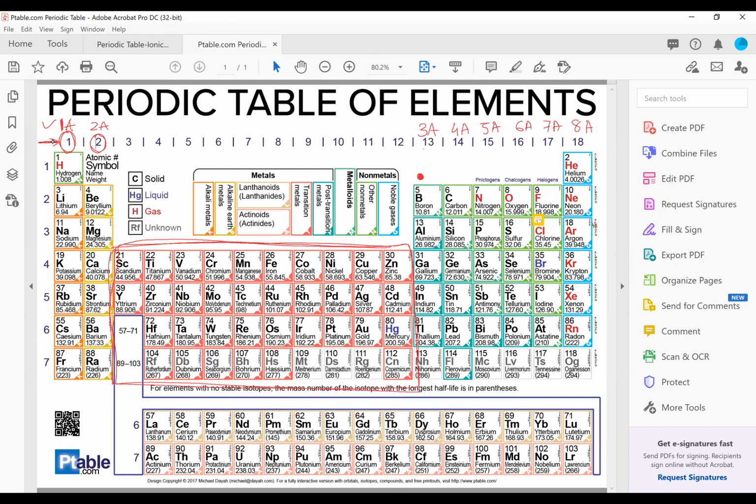Okay, so please keep in mind that there are two different ways to label the group, 1A and 2A up to 8A. The second one is just to give them numerical values, 1 to 18.